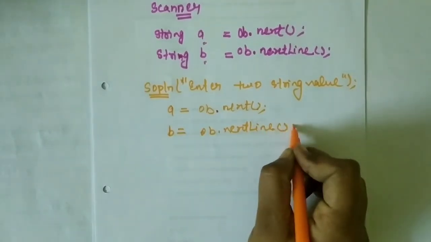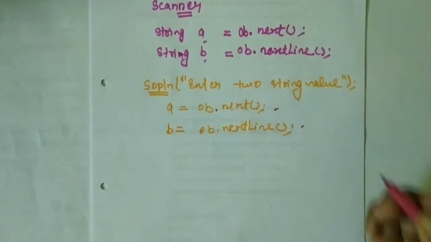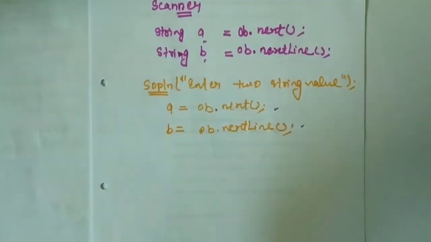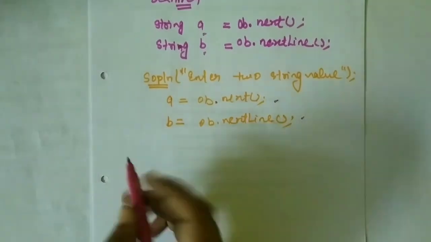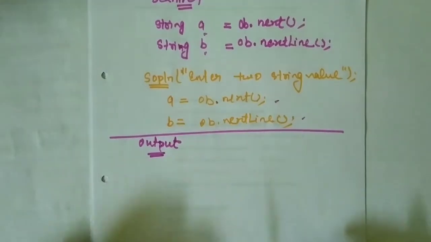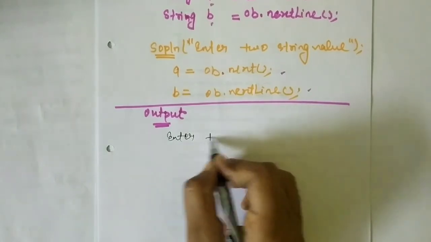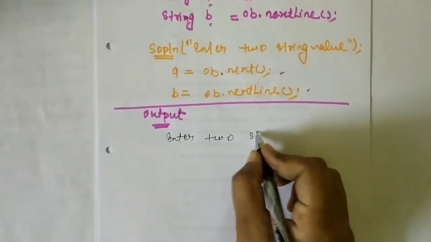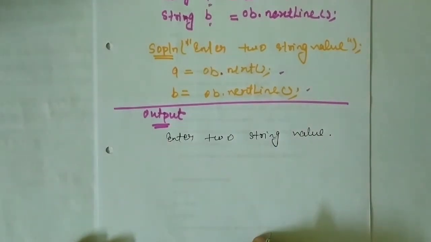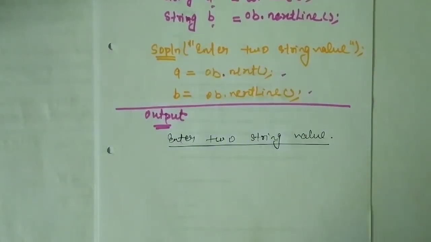So let's understand what is the difference between ob.next and ob.nextLine, because those functions are used to accept a string value. So what is the difference? Suppose the user enters the first value. This is the output screen. Here is a message: enter two string values. The user reads this message, and after that the user enters a value.